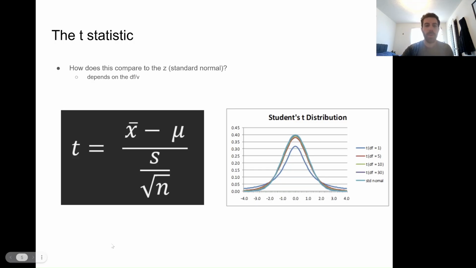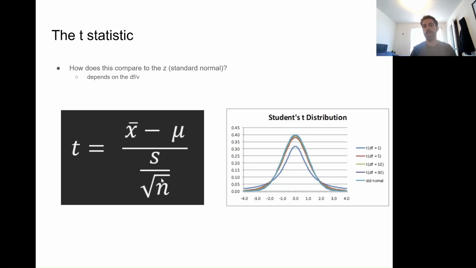And hopefully you notice it looks really similar, right? If I were to replace the T with a Z, the only thing that really changes is this S over the square root of n becomes sigma over the square root of n. And to be even more pedantic about it, Z is generally written as X, not X bar. So it's X minus mu over sigma. And there is no square root of n. That's how we normally write Z.